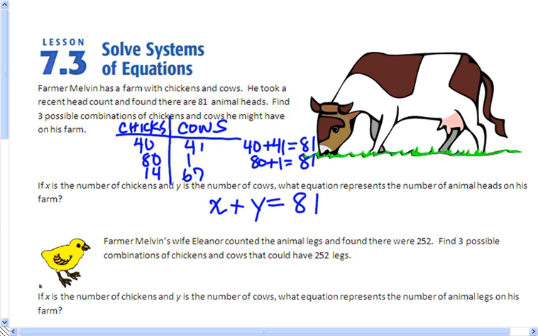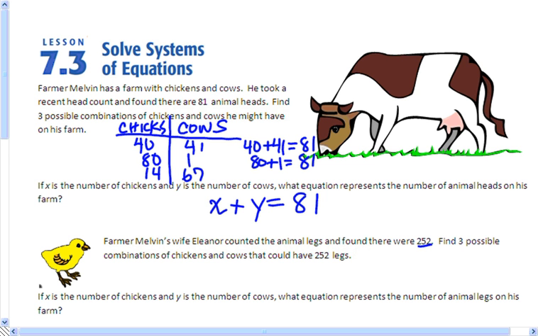So then there's Farmer Melvin's wife, Eleanor. She counted the animals' legs and found there were 252 legs. Find three possible combinations of chickens and cows that could have 252 legs. Now, what makes this problem a little different is that cows have 4 legs, chickens have 2 legs. So we have to take that into consideration.